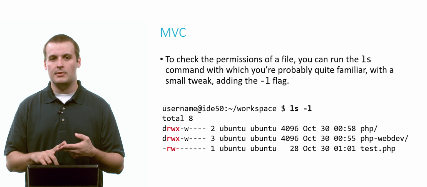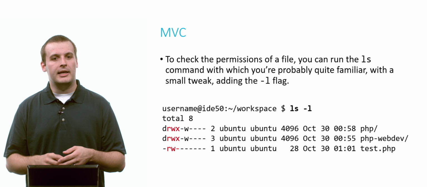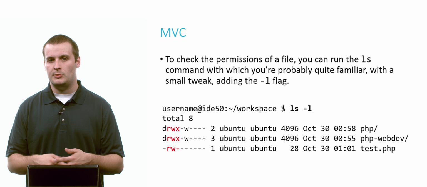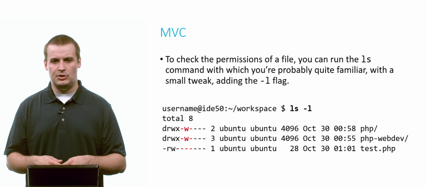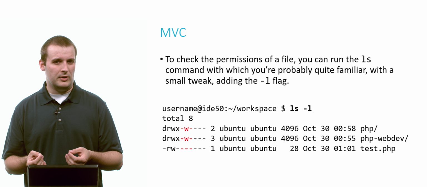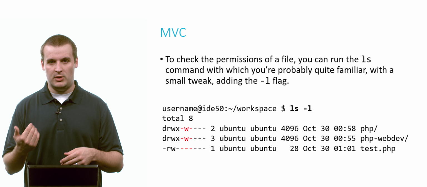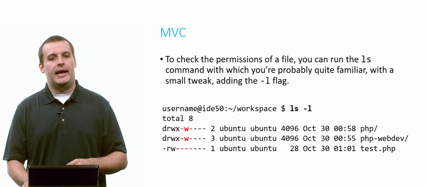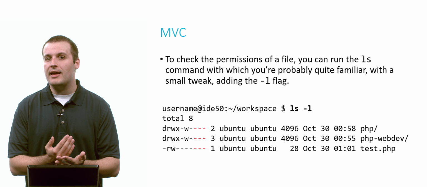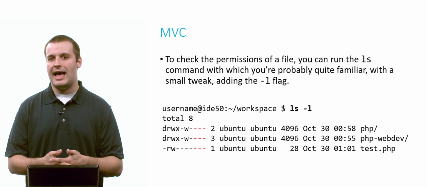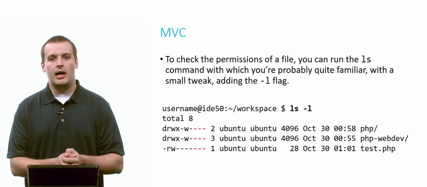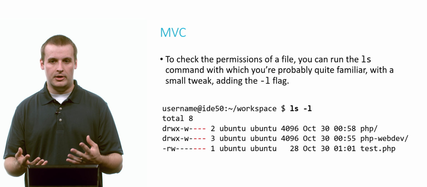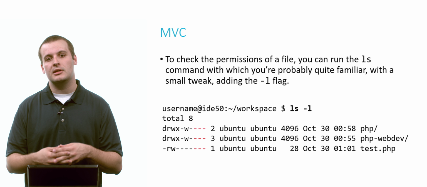So apparently I can read, write, and execute PHP. I can read, write, and execute PHP WebDev, and I can read and write test.php. My group can do this. So apparently with the PHP and PHP WebDev directories, my group can write to them, but nothing else. And the world can't do anything. So these files are not publicly accessible. And if I tried to access them and I wasn't running Apache to make them accessible, then I would get a 403 error. It's a failure. I tried to access a file, but I don't have permissions to do it.